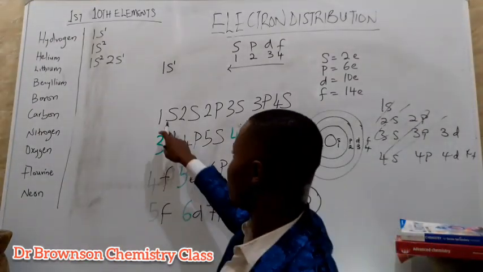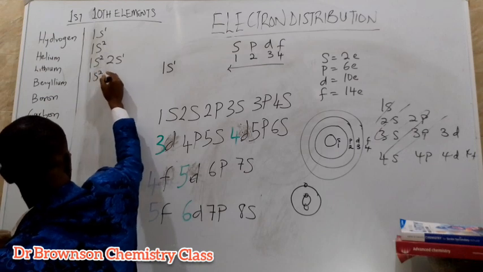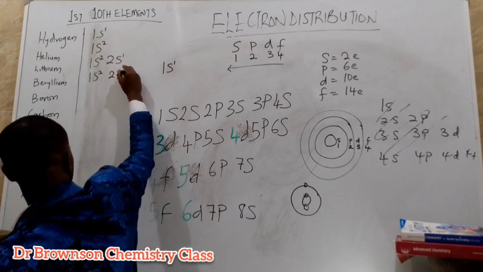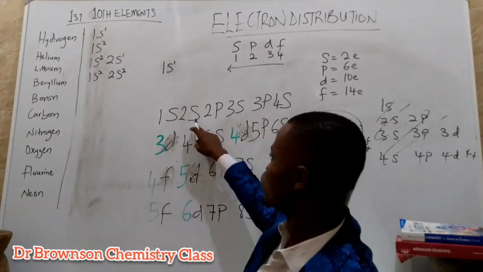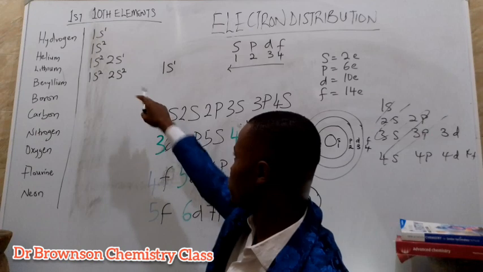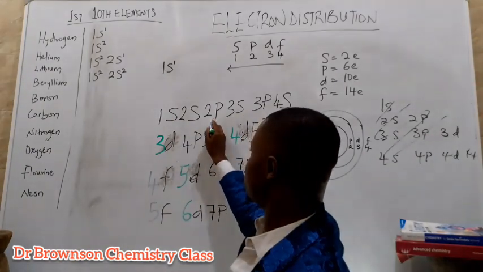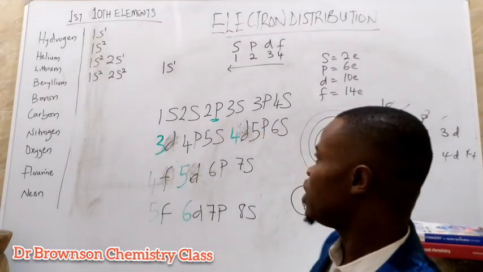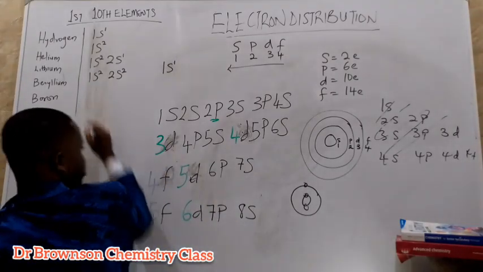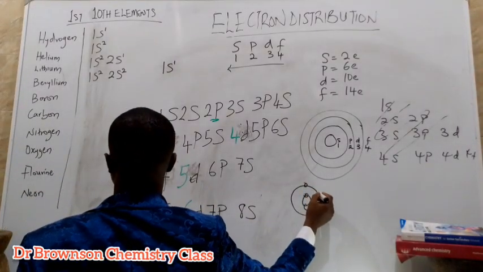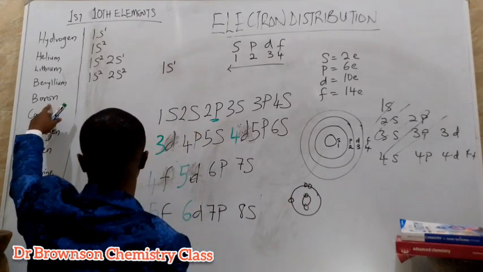So the next one is beryllium. So beryllium, we have it to be 1s2, 2s2. Now your s orbital is filled up. What are we having next? We are having p orbital. So we have boron to be 5.